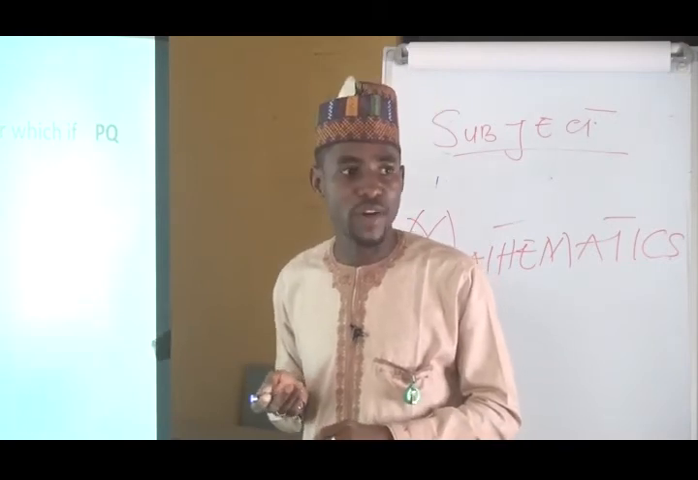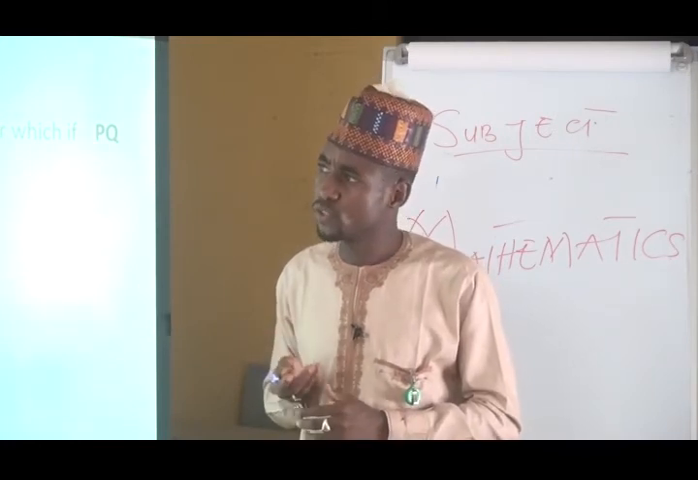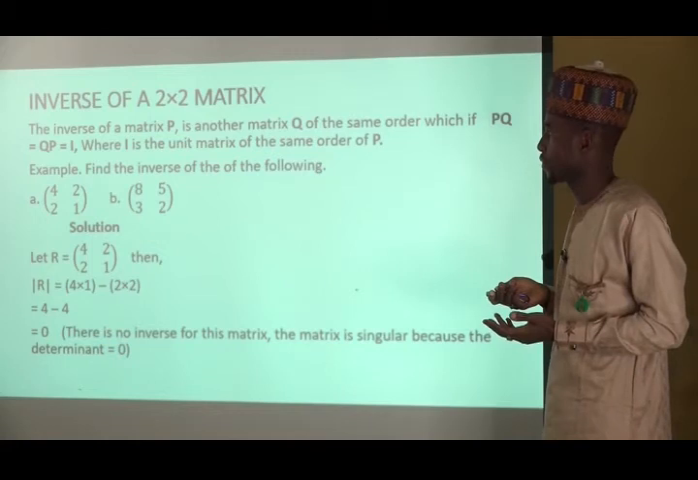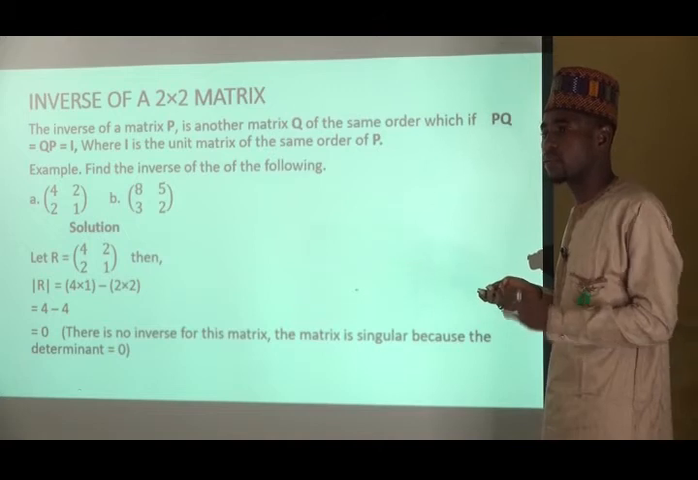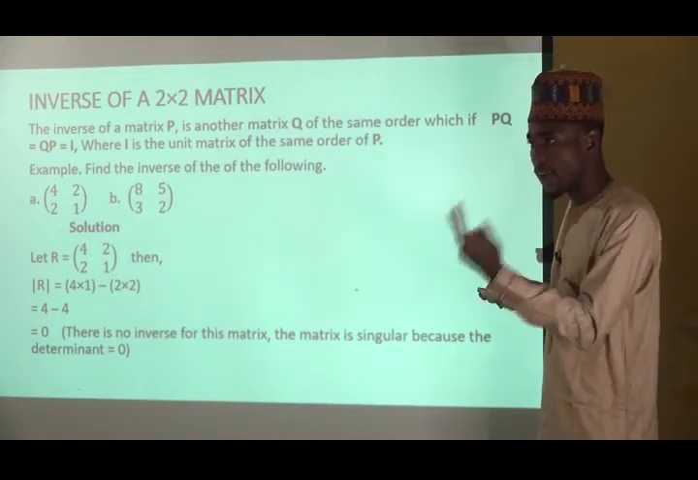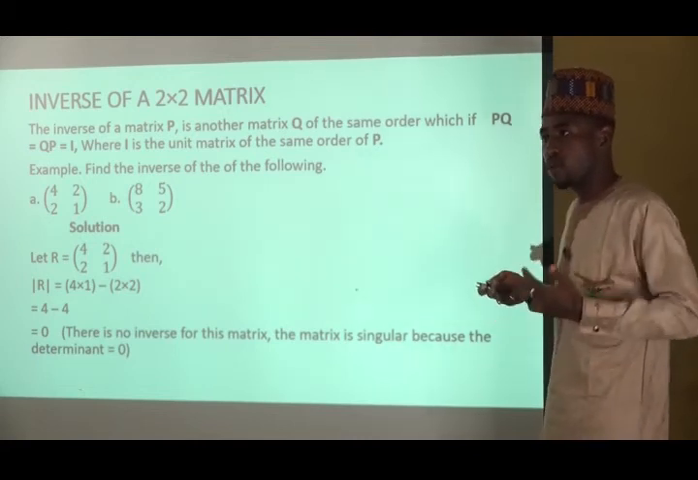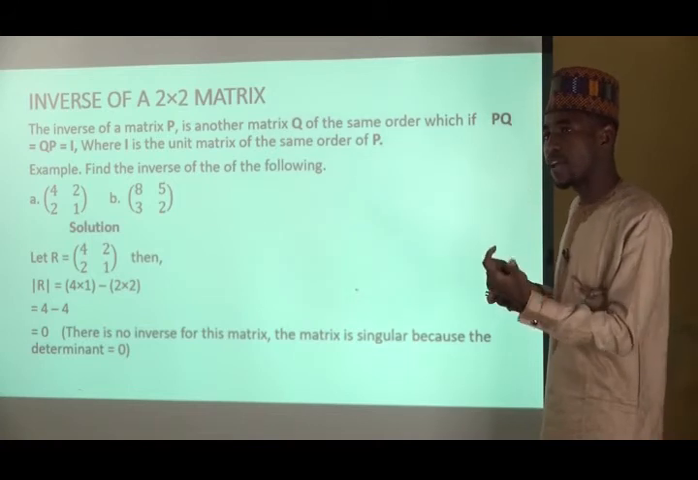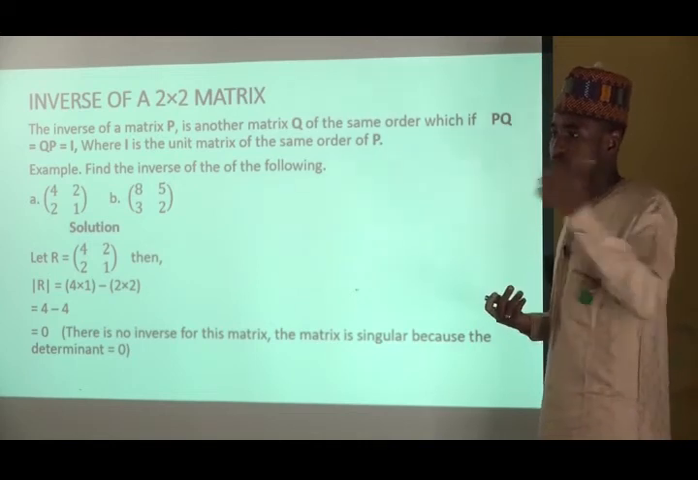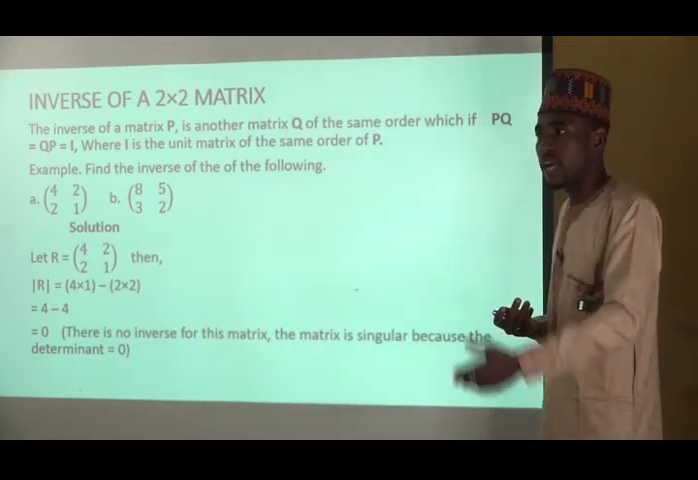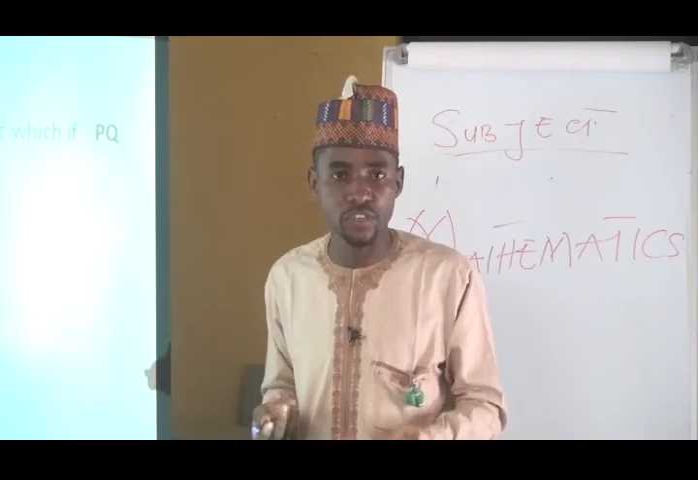Next is to see the inverse of a 2 by 2 matrix. The inverse of a matrix P is another matrix Q of the same order, meaning if matrix P is 2 by 2, then matrix Q must also be 2 by 2. What this is saying is, if you multiply P times Q, you should be able to have an identity matrix. I explained identity matrix under types of matrices. The identity of a 2 by 2 matrix has elements 1, 0, 0, 1. Those are the entries of that matrix.